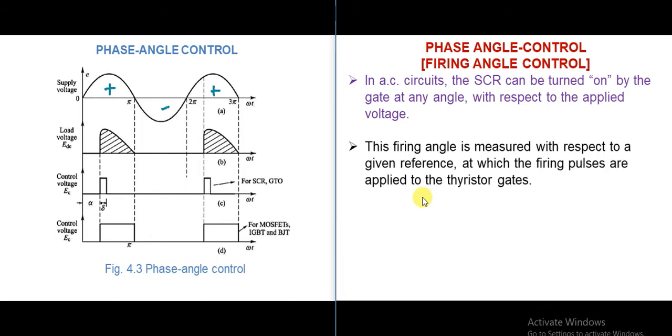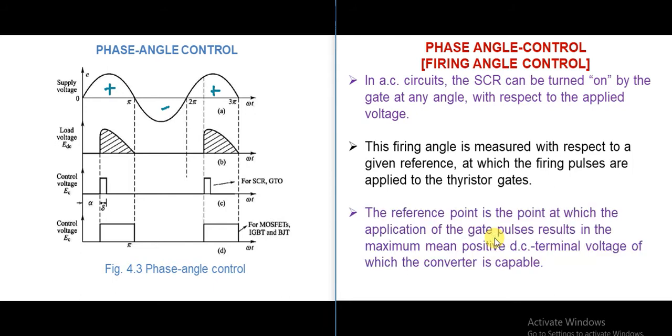This firing angle is measured with respect to the given reference at which the firing pulses are applied. Firing pulses means these gate pulses. Firing pulses are applied to the thyristor gate. The reference point is the point at which the application of gate pulses results in the maximum mean positive DC terminal voltage of which the converter is capable.